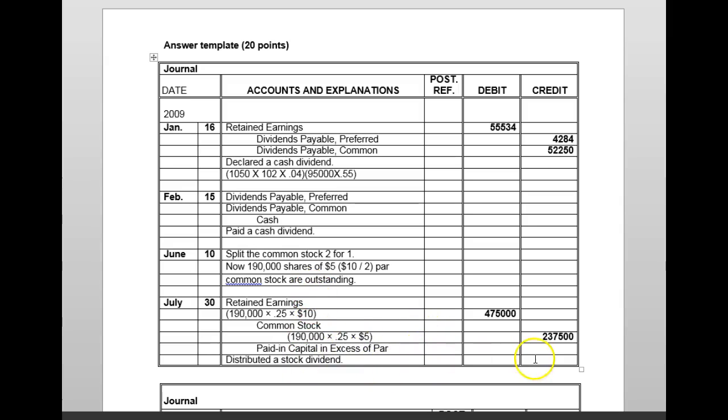Then the rest of that amount goes into the additional paid-in capital in excess of par. So that's really handled just as if you were selling the stock. The only difference being you're distributing the stock to people who already have stock as a dividend, and that comes out of your retained earnings.